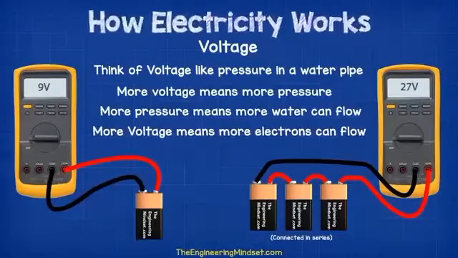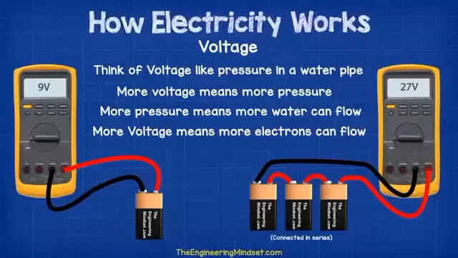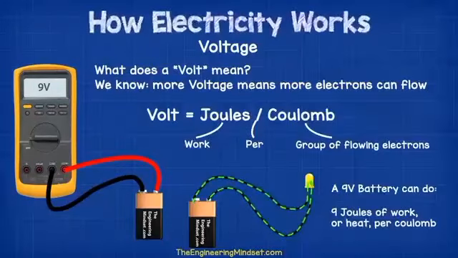Voltage is a pushing force of electrons within a circuit. It's like pressure in a water pipe. The more pressure you have, the more water can flow. The more voltage you have, the more electrons can flow. But what does a volt mean?